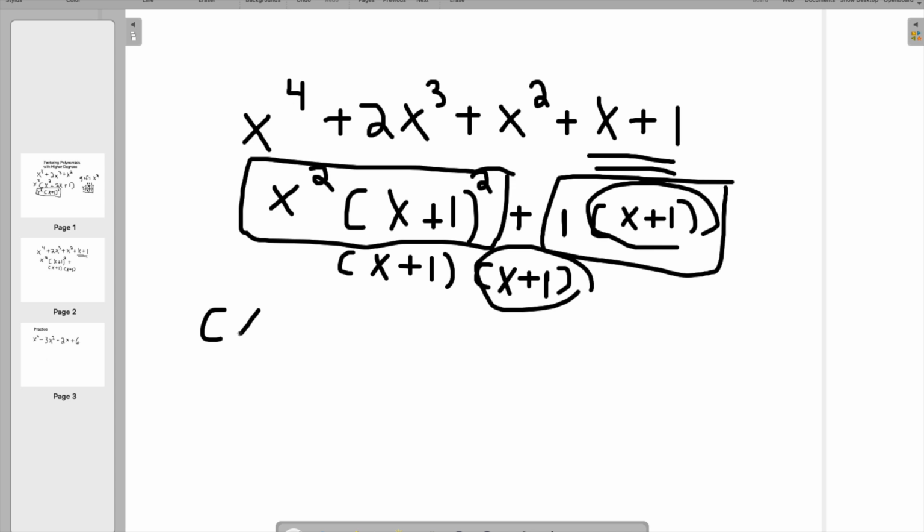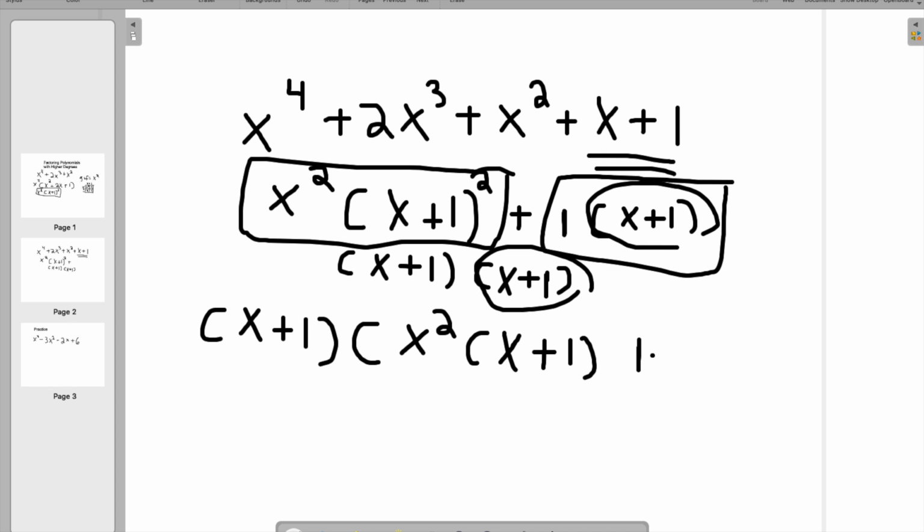So what I'm going to do is pull out the common factor of these two groups, which is x plus 1. And then I'm going to write x squared, which is what x plus 1 squared was, which is what x plus 1 times the group is. So I'm going to also write x plus 1 again because it was x plus 1 squared. And I'm going to write plus 1 because that was the greatest common factor of the first group.